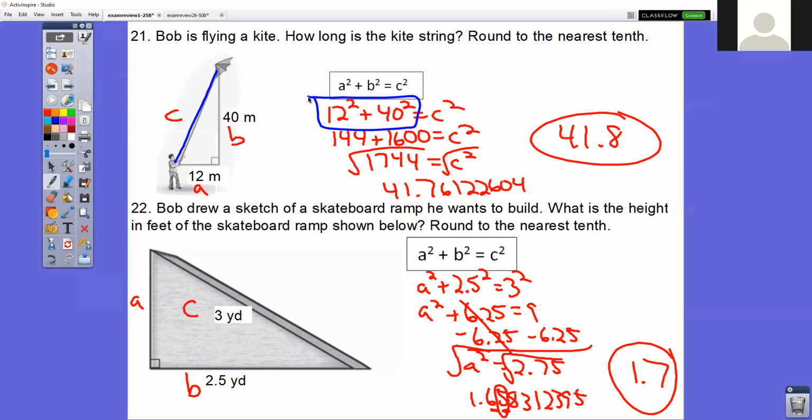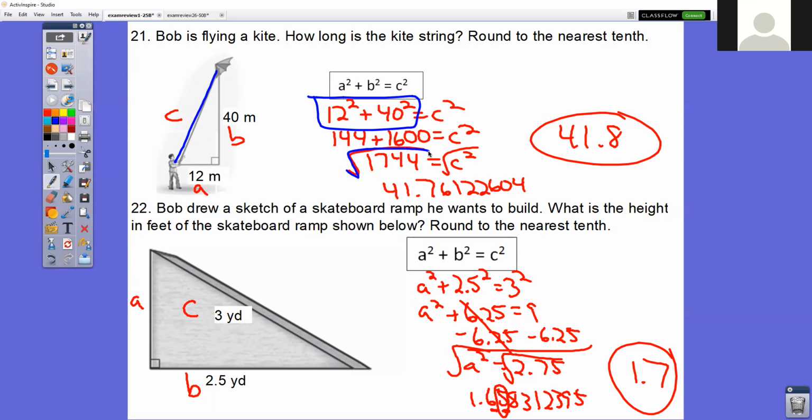The last step in every question is to take the square root. So you have to do the square root of 1,744. You get 41.8 when you round it. Now in that one, we were solving for the C side, so we had to add together the two numbers after we square them.